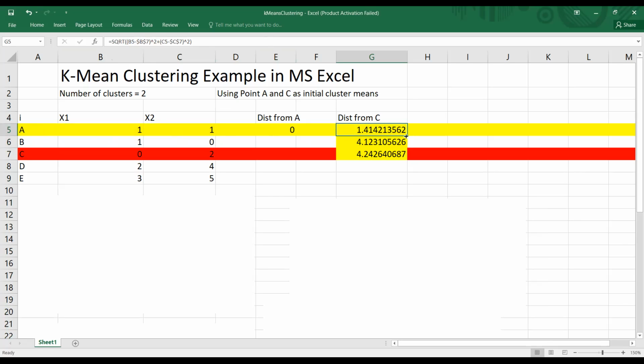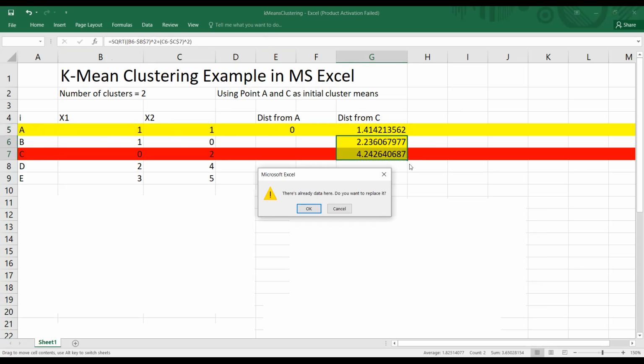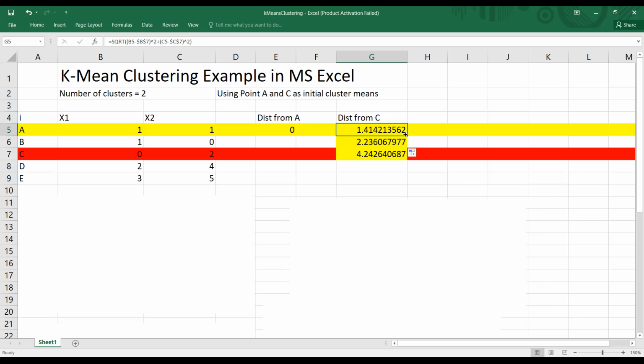But when I copy this, this C should be 0. So we have to copy the formula. Now you can see that the distance from C to C is 0. The distance from B to C is 2.2. The distance from A to C is 1.4. And if I copy the formula to the D to E, it's not correct. This is now correct.